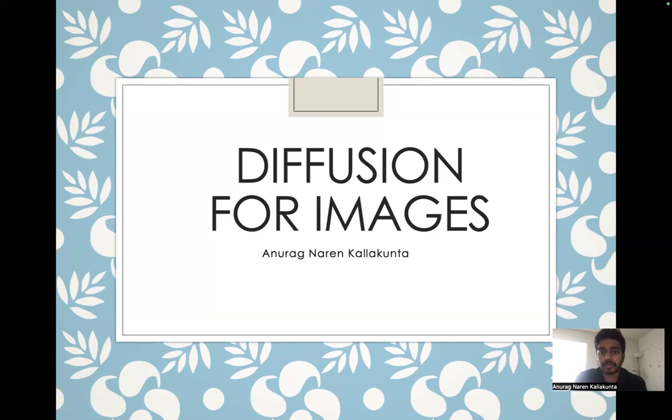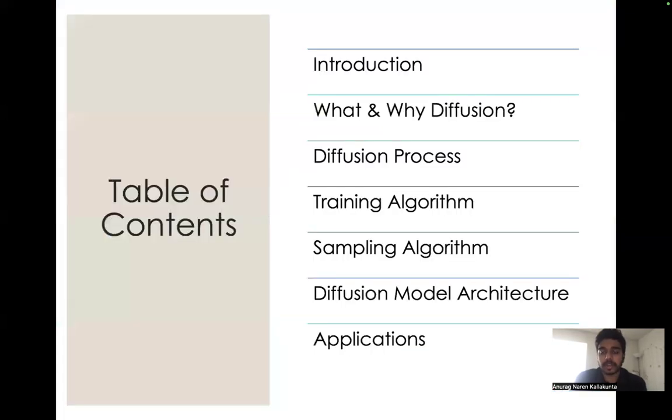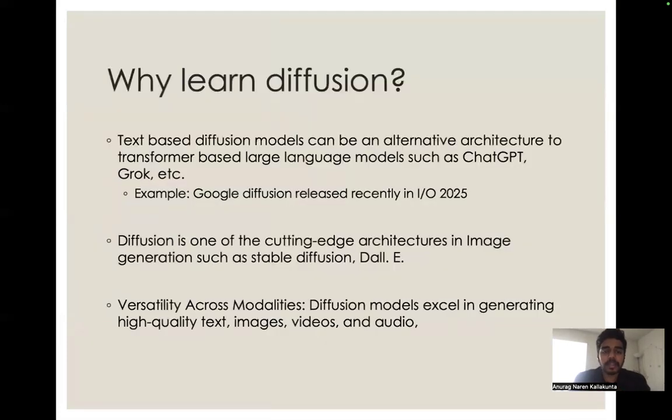Today, my topic is diffusion for images. We'll quickly go into what and why diffusion. Why should you learn diffusion in the first place? And then we'll talk about the diffusion process. What is the training algorithm? What does the sampling algorithm look like? Sampling or inference look like? And we'll also code the training and sampling part of it at the very end. And then we'll also discuss the entire diffusion model architecture so that you can also go ahead and start to train it.